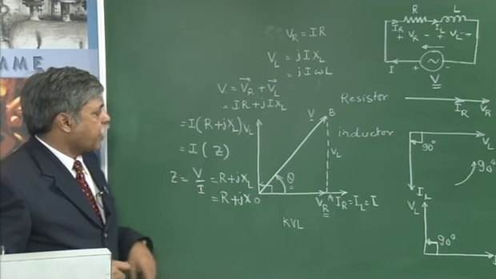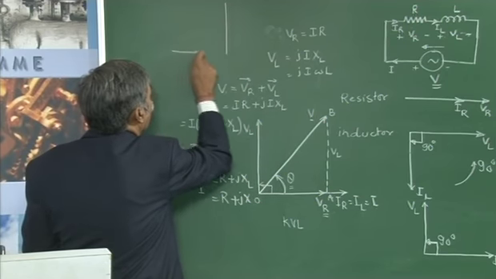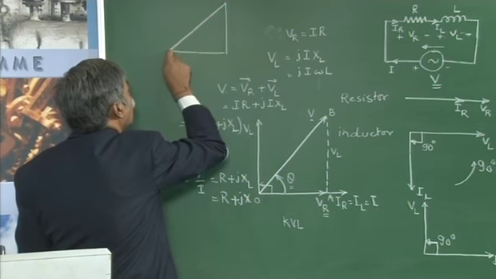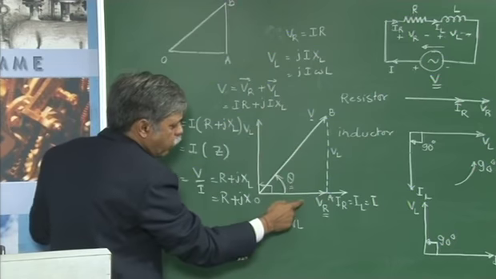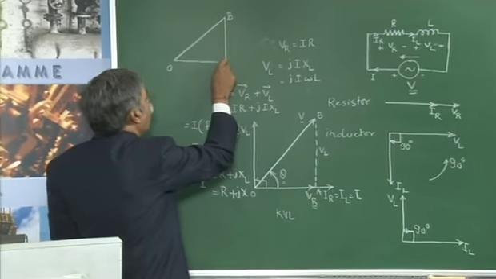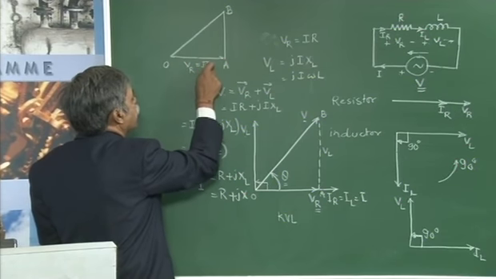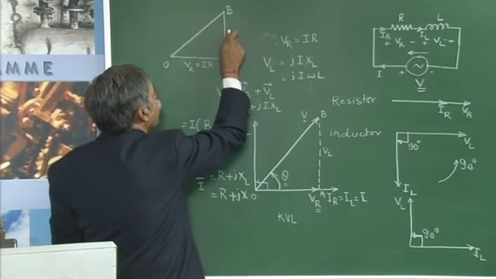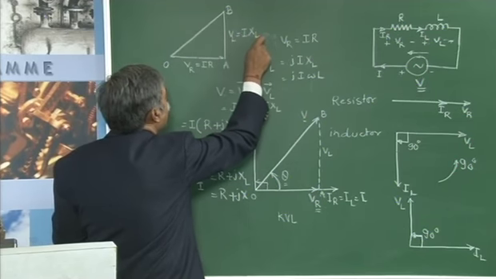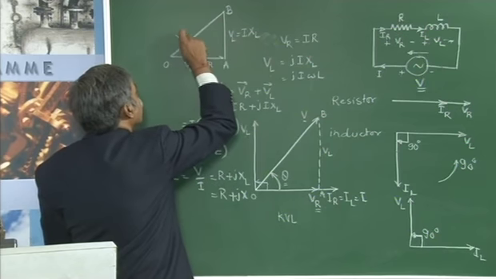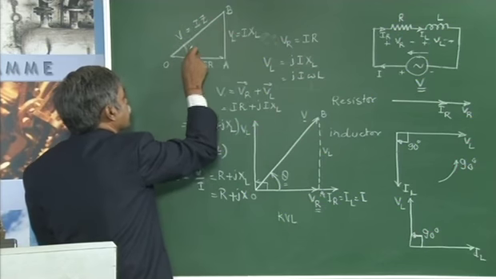Now if I see this triangle here, I just draw the triangle separately, OAB, the same triangle that I have shown. OA is VR, which is I times R, and AB is VL, which is I times XL, and OB, which is V, equals I times Z, and this angle is theta.